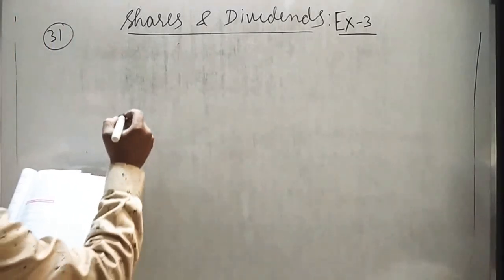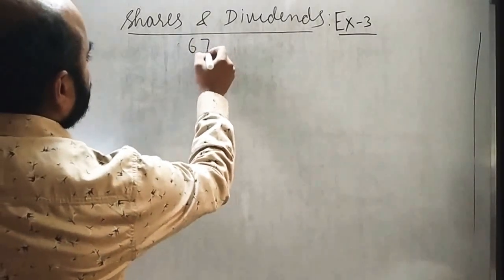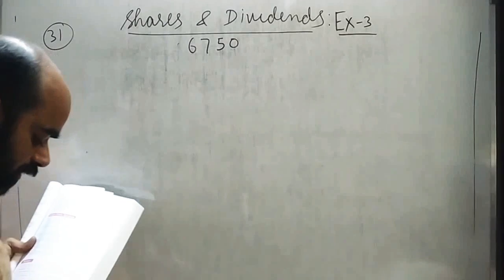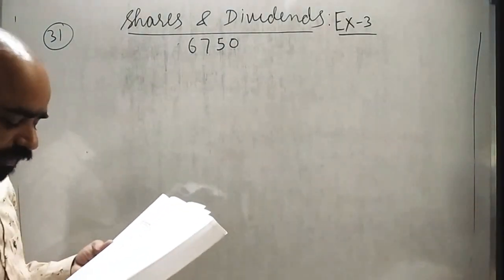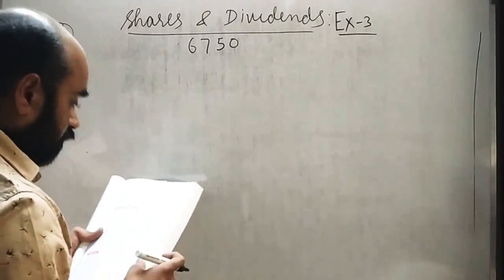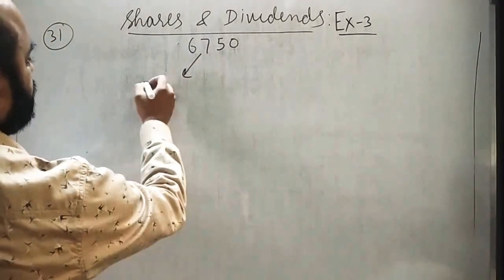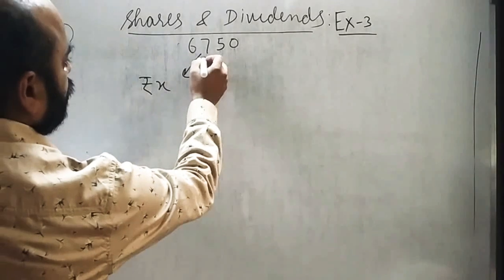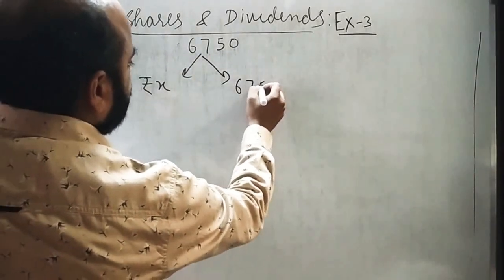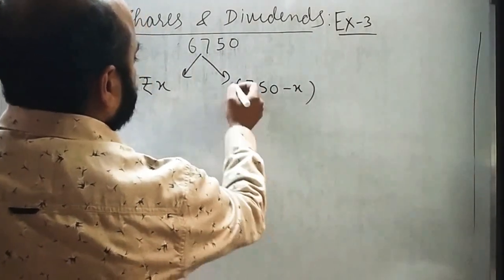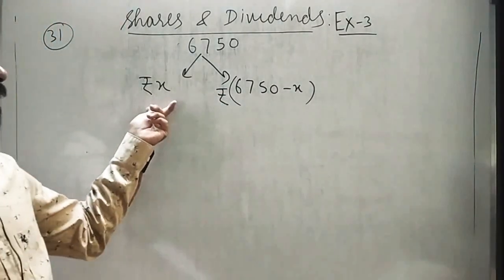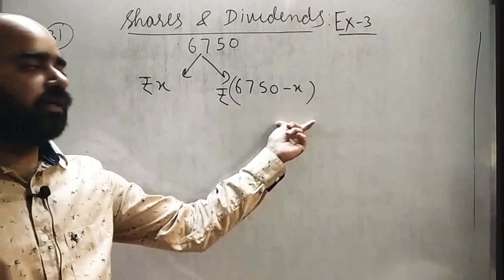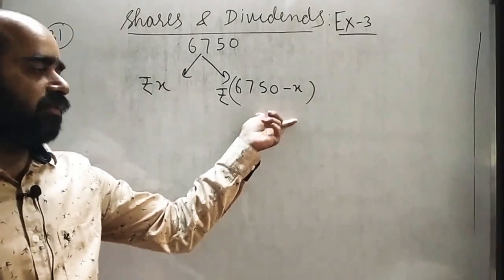Okay, so he has a total of 6,750. Suppose in the first part he is investing rupees x. So what is the remaining part? 6750 minus x. So he is going to invest in two parts. First part we have supposed x, and the remaining part for investment is 6750 minus x.